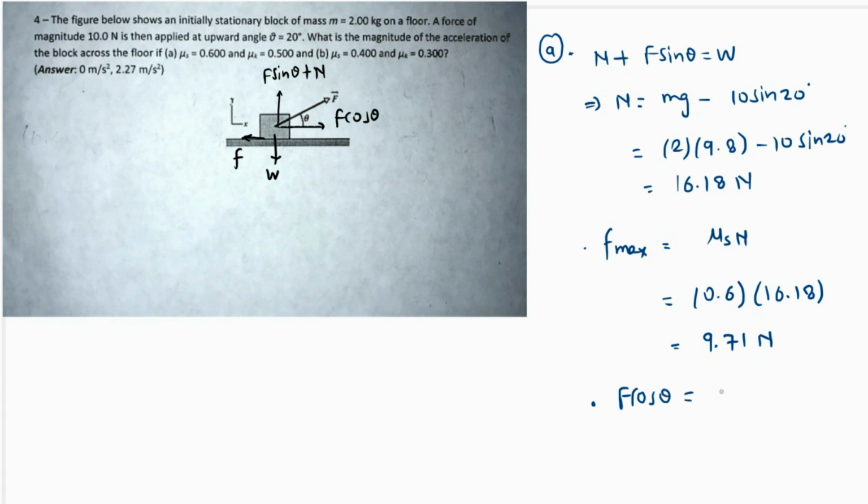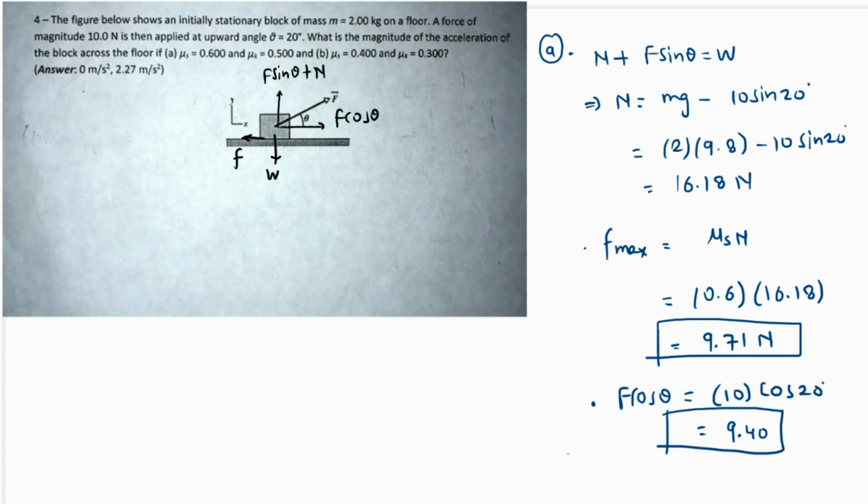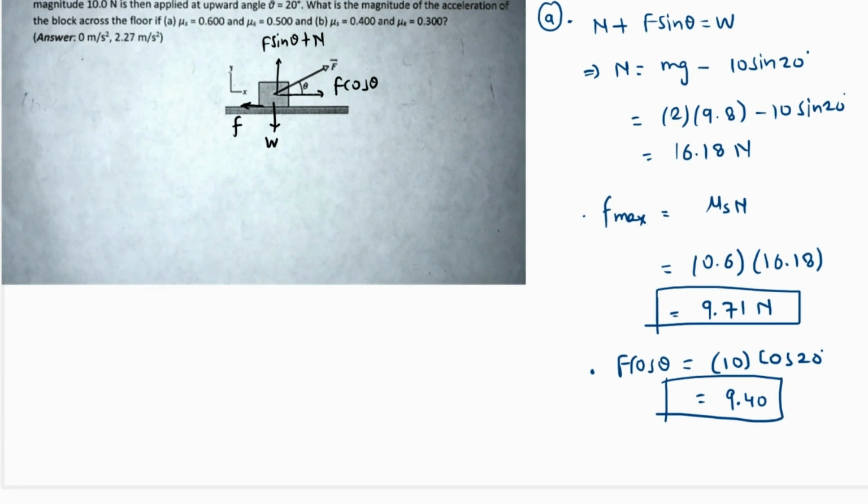F cosine theta, that will be 10 cos of 20, right? And what is cos of 20 multiplied by 10? That's 9.40. So clearly the maximum static friction is more than the horizontal force. So friction will definitely adjust itself to make it equal to the horizontal force, and eventually the net force will become zero. Since the maximum friction is greater than the horizontal force, the acceleration is also zero.